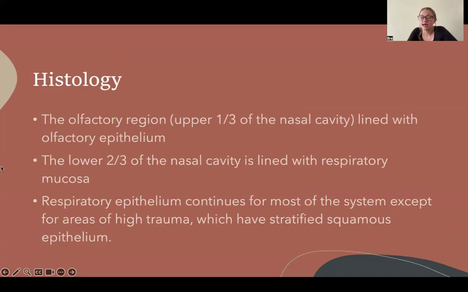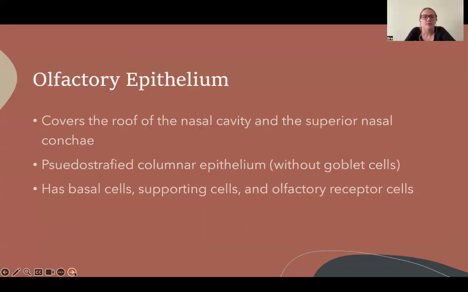Histology. So, what other epitheliums do we have? Well, we have olfactory epithelium in the upper one third of the nasal cavity, which is the olfactory region. That's responsible for your sense of smell. But once you get to the lower two thirds of the nasal cavity, it's lined with respiratory mucosa, and that's generally what's throughout your respiratory system, except for a few areas of high trauma, like your epiglottis. It has stratified squamous epithelium because it has to be a little tougher. Also, once you get to the respiratory zones, it changes. It's not going to really have goblet cells because you don't need mucus there.